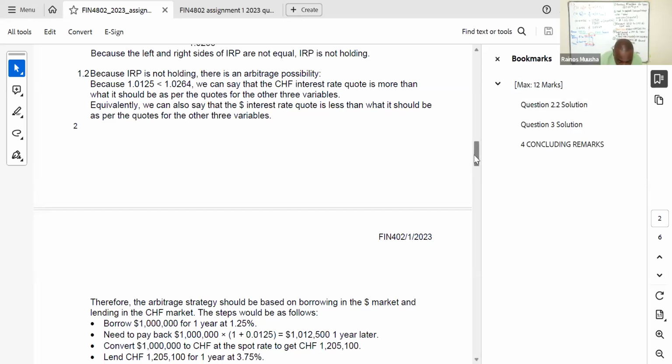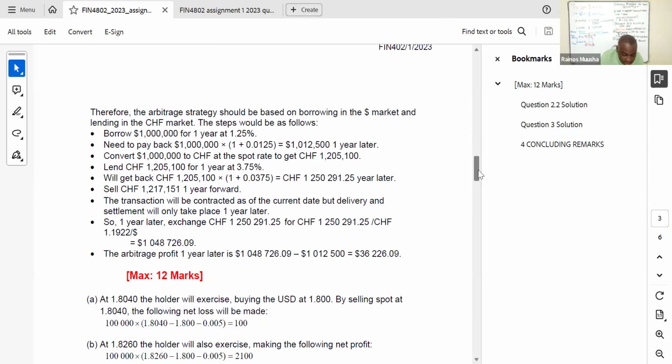Now, from there, they say, therefore, the arbitrage strategy should be based on borrowing in the dollar market and lending in the CHF market. Because remember, the one where there's a lower value is where you're going to be borrowing, and the one where there's a higher value is where you're going to be investing. But whatever you do on one currency, you do the opposite in the other currency as well. So now the lecturer shows the steps that are going to be taken there, and eventually we got to the profit, which is exactly what we got as well.